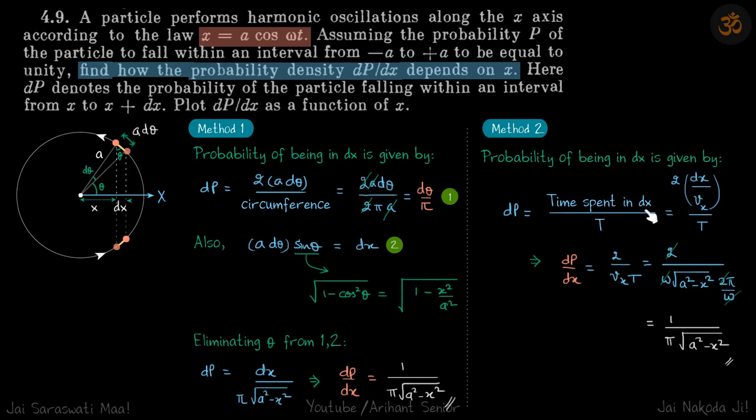So time spent in dx is 2 times dx upon vx, upon total time. We'll take dx down, and we'll get dp by dx is equal to 2 upon vx into T. And we know how velocity and x are related. So vx is omega root a square minus x square, and the time period is 2 pi by omega. So we get the same answer as this. Alright.